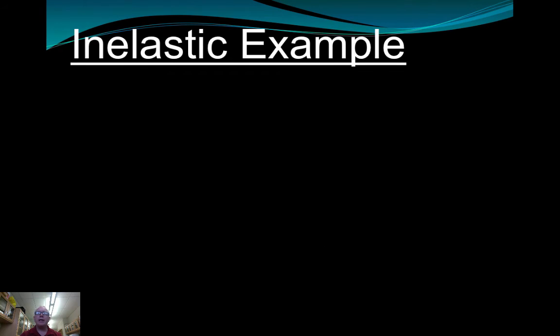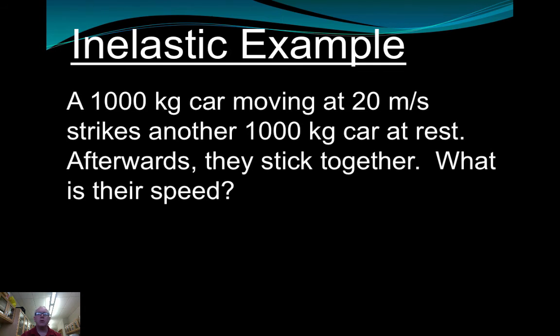Okay, remember inelastic collisions are collisions where things are sticking together, and I mentioned car accidents are one time that happens. So here's an example of that. Once again, I've got 2 different masses. We're always going to be 2 masses in our conservation of momentum problems. And here's a 1,000 kilogram car. I'll call that mass number 1. And it strikes another 1,000 kilogram car. I'll call that mass number 2.